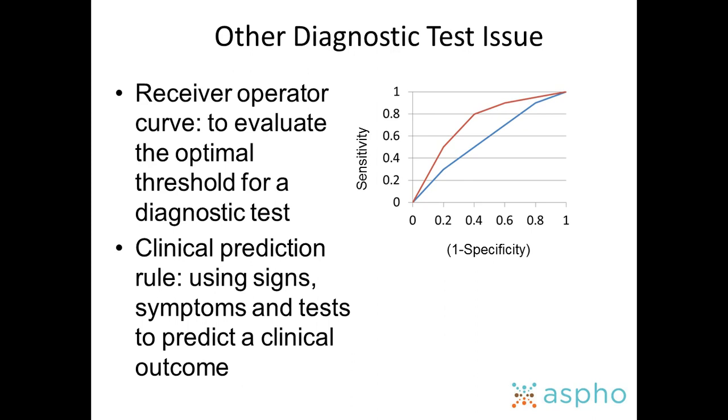The other thing the board wants you to know is about clinical prediction rules. So we talked a little bit about using regression to develop a prediction rule, and they just want you to know that you can use signs, symptoms, and other tests to help in these prediction rules.